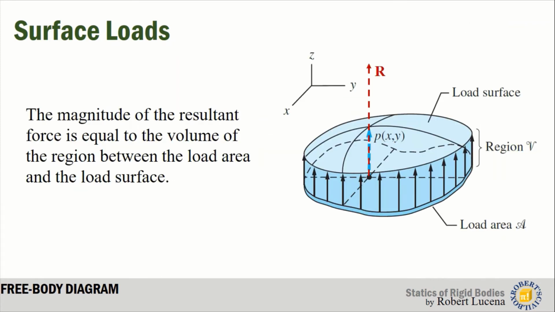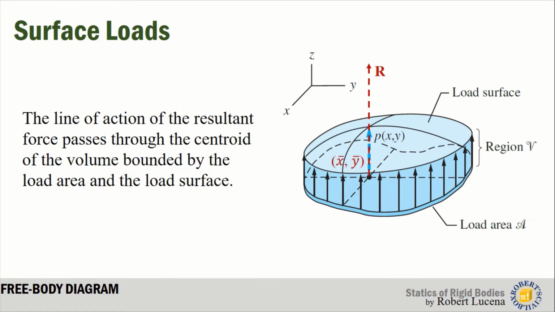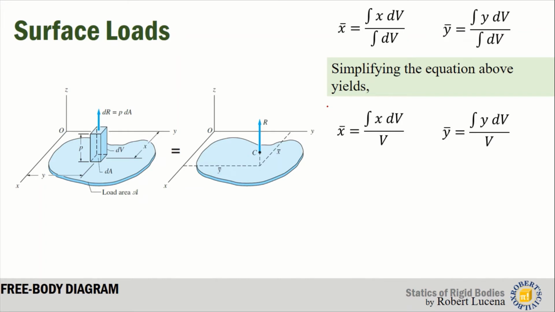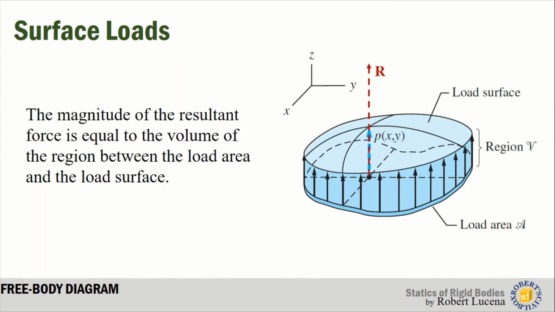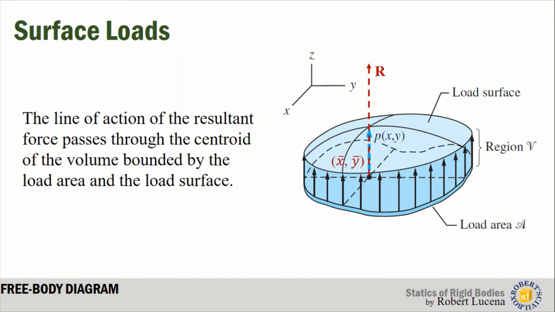That means that the magnitude of the resultant force is equal to the volume of the region between the load area and the load surface, and the line of action of the resultant force passes through the center of the volume bounded by the load area and the load surface. This statement was proven by this equation, that x bar passes at the center of volume of the pressure diagram. So take note of that, because in analyzing or making the free body diagram, it is necessary for us to locate where the resultant passes, or where the line of action of the resultant is.